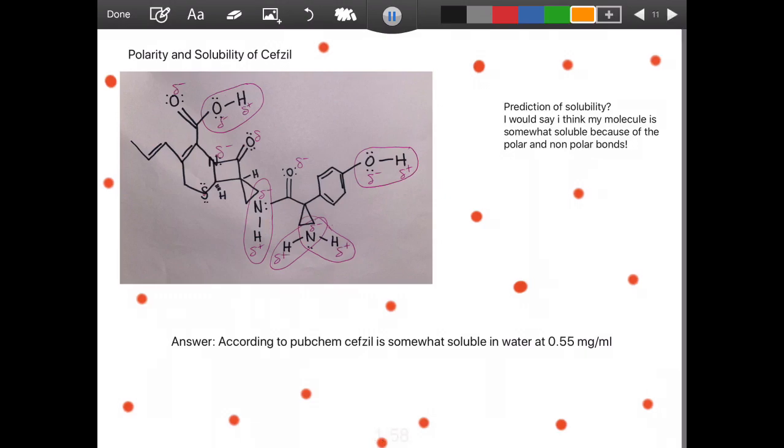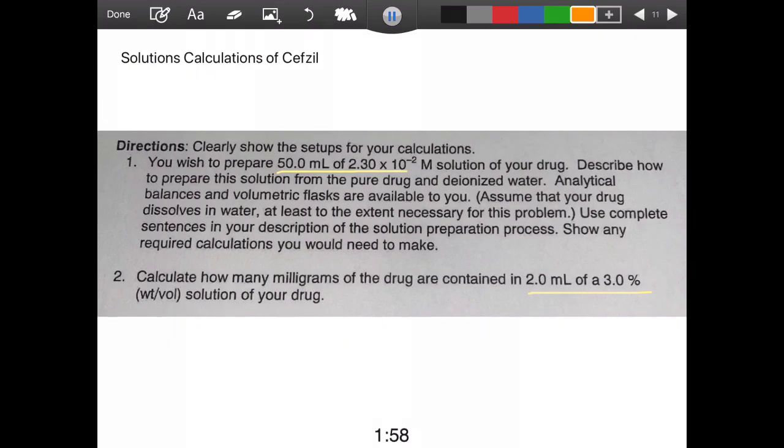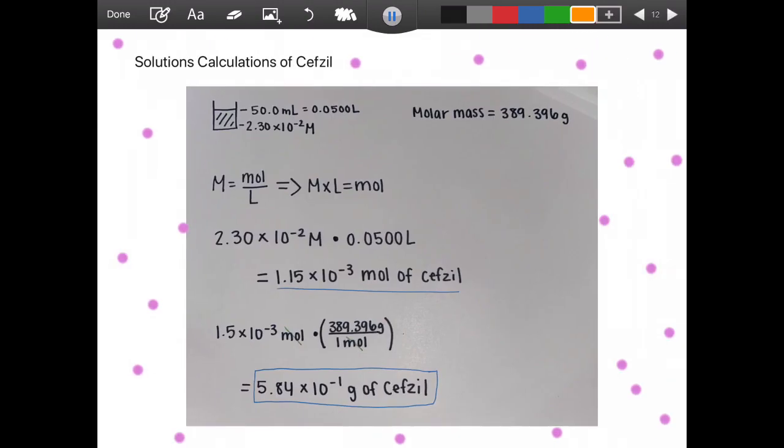Moving on from polarity and solubility, we are able to answer problems based off of our drug. So we have this question that I have inserted a picture of, and we want to prepare 50.0 milliliters of 2.30 times 10 to the negative 2 mole solution of our drug, which is Cefzil. And then the next question, calculate how many milligrams of the drug are contained in 2.0 ml of 3% solution of your drug. So when we have these two questions, we are going to focus on the first one first.